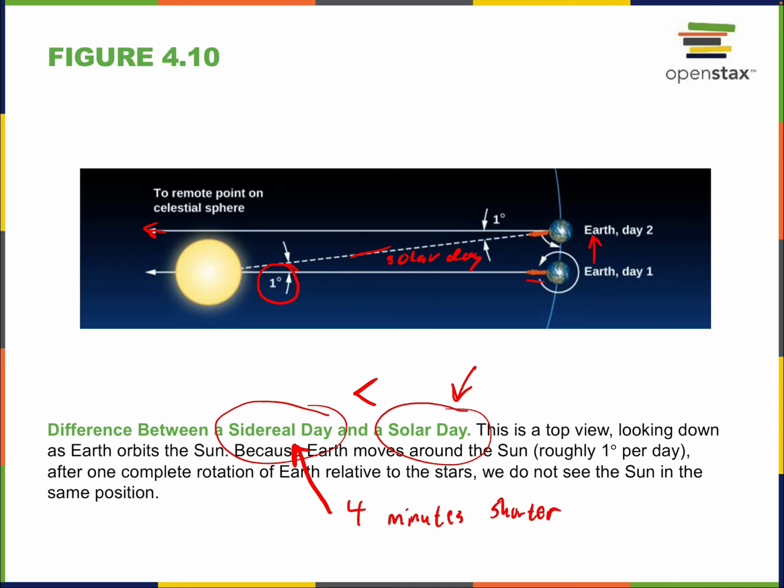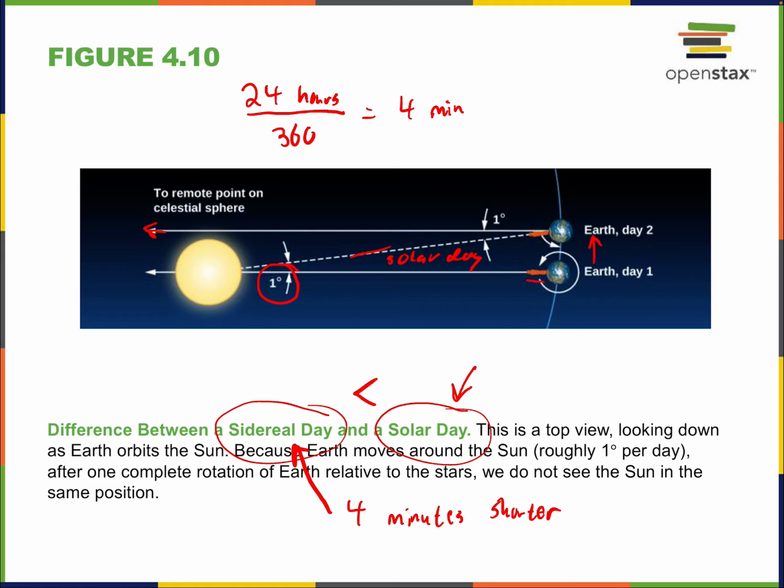And the 4 minutes just comes from the fact that 4 minutes is 1/360th of 24 hours. So if I was to take 24 hours and divide it by 360, then I would get my 4 minutes. That's where that comes from. The fact that the sidereal day is 4 minutes shorter.